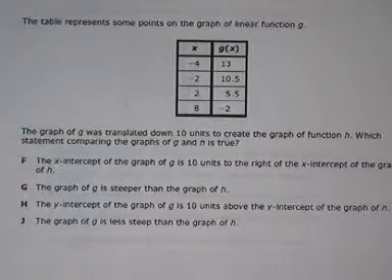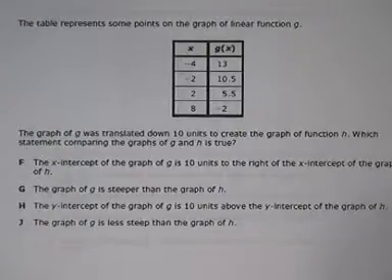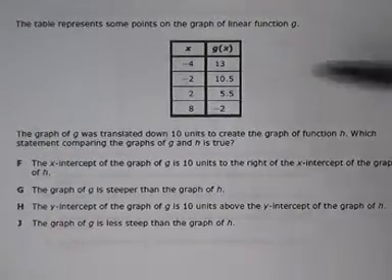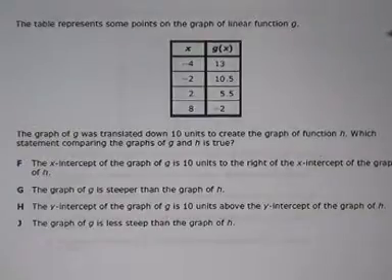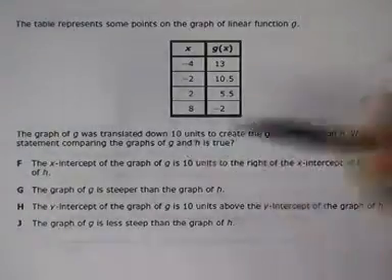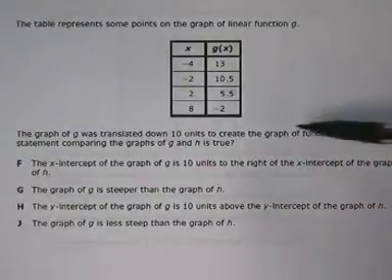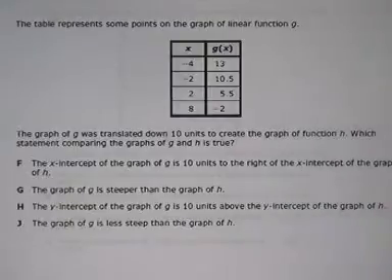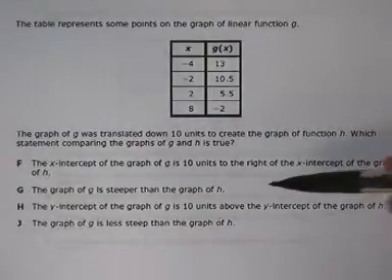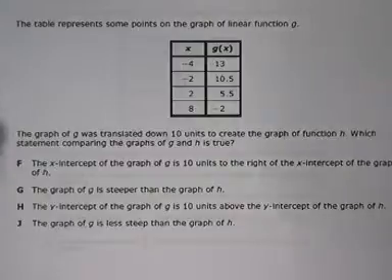Algebra 1 EOC review, question number 7. That's number 7 for those of you that don't speak Spanish. No worries. The table here represents points on the graph of linear function g. Now, the graph of g was translated down 10 units to create the graph of function h. Which statement comparing the graphs of g and h is true?